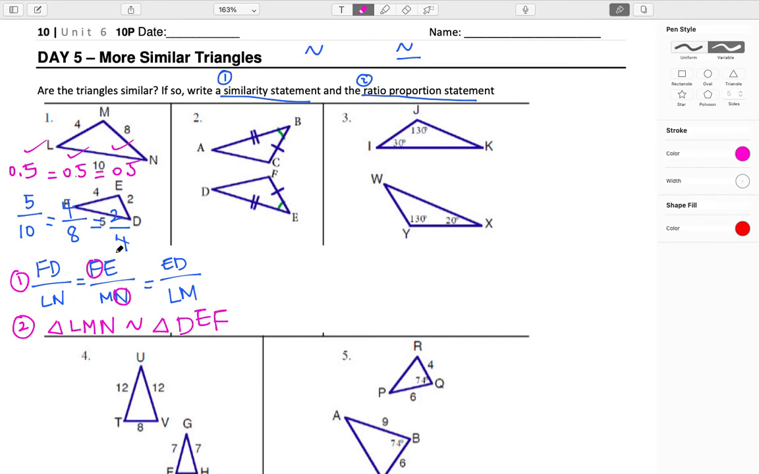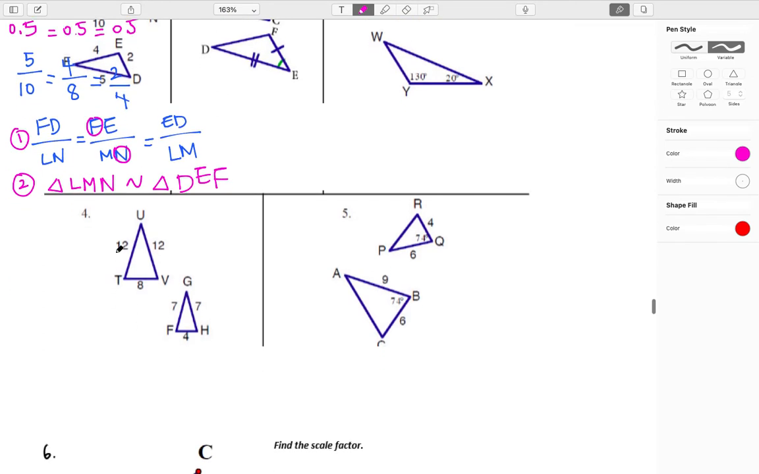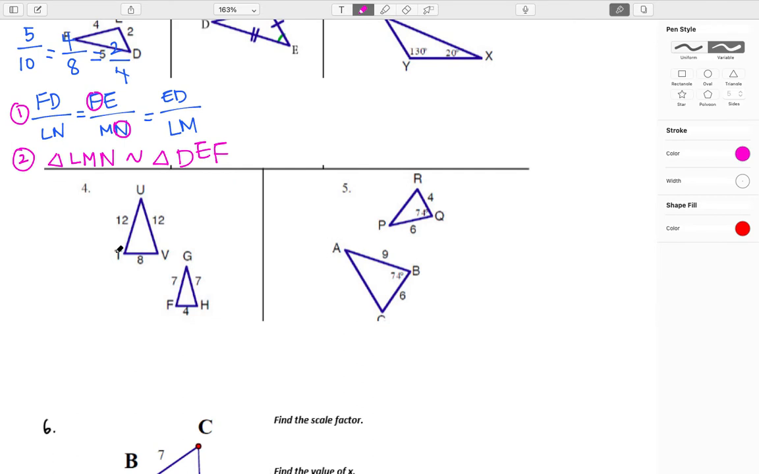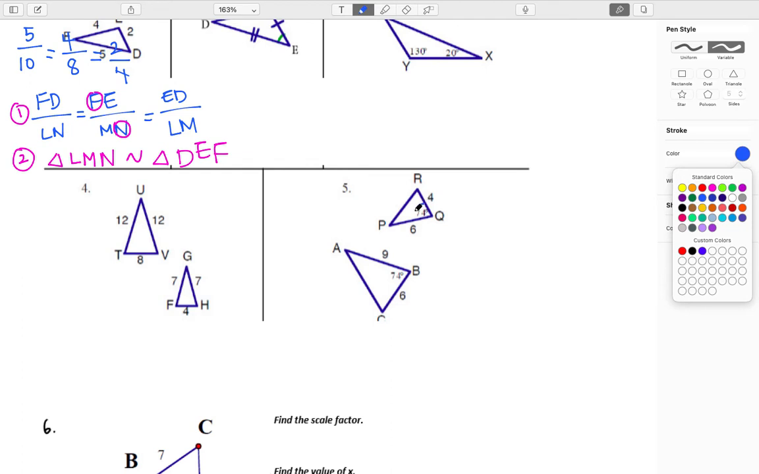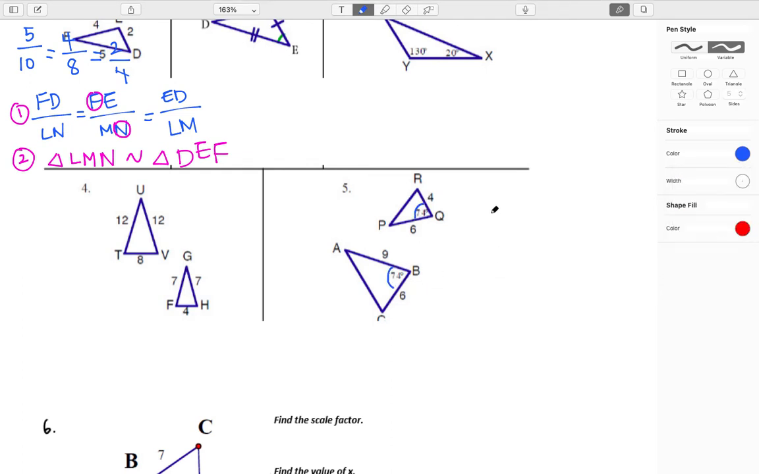Okay, now let's try number 5. If you look at number 5, we're given the same angle over here. So it looks like Q is the same angle as B. So when we are writing triangle PQR, similar to triangle, we know that Q is the same as B, so the middle angle is going to be B. Now we need to figure out which angle is the same as P. Is it A or C?